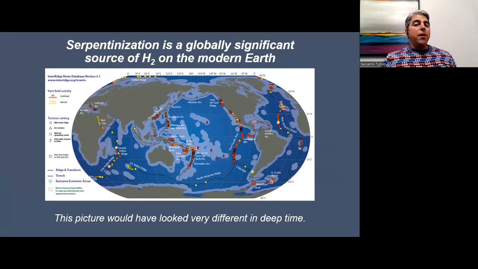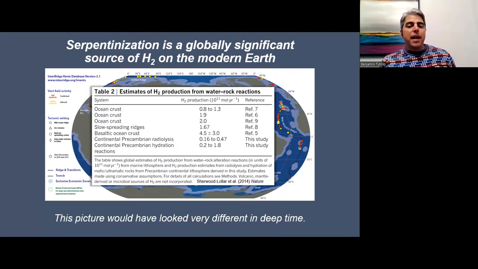And so on the modern Earth today, serpentinization is a globally significant source of hydrogen. So this is a global map of hydrothermal vents around Earth that have been identified. And so if we take all of these vents and sum the amount of hydrogen that's being generated on Earth today, we end up with this table that was brought together by Barbara Sherwood Lollar back in 2014.